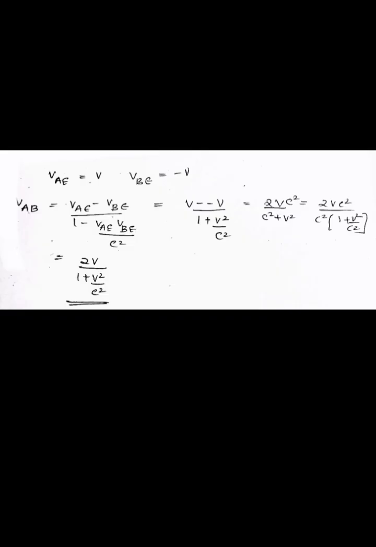So VAB is equal to (VAE minus VBE) divided by (1 minus VAE into VBE by c square). That is equal to (V minus minus V) divided by (1 plus V square by c square). This is equal to 2V c square divided by (c square plus V square). So this is equal to 2V c square divided by c square into (1 plus V square by c square). That is equal to 2V divided by (1 plus V square by c square). So this is the answer.